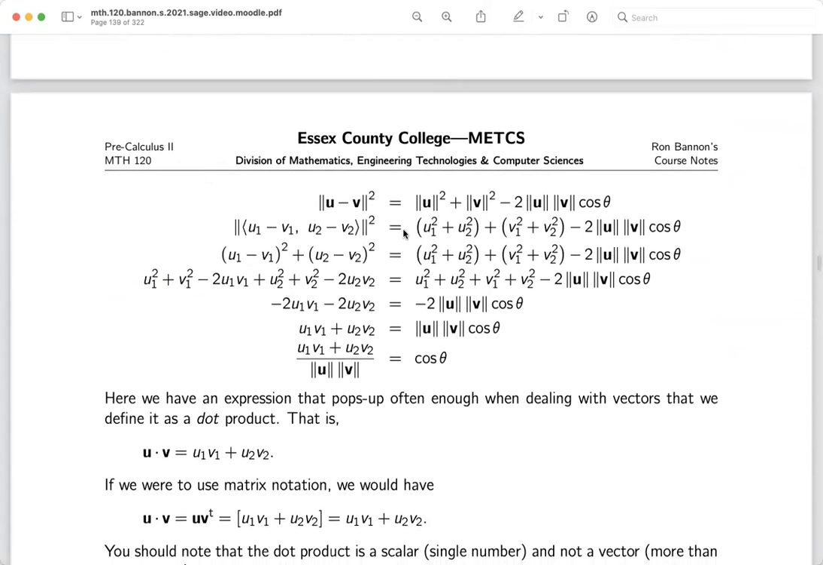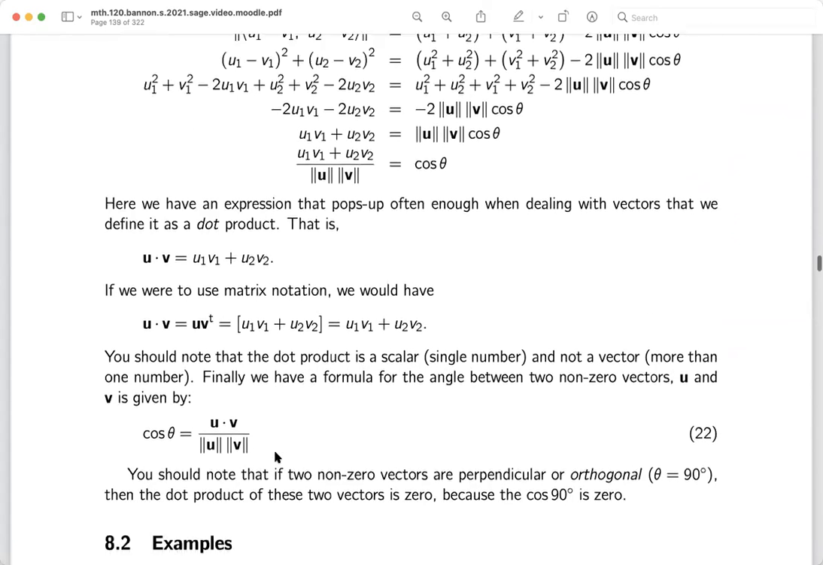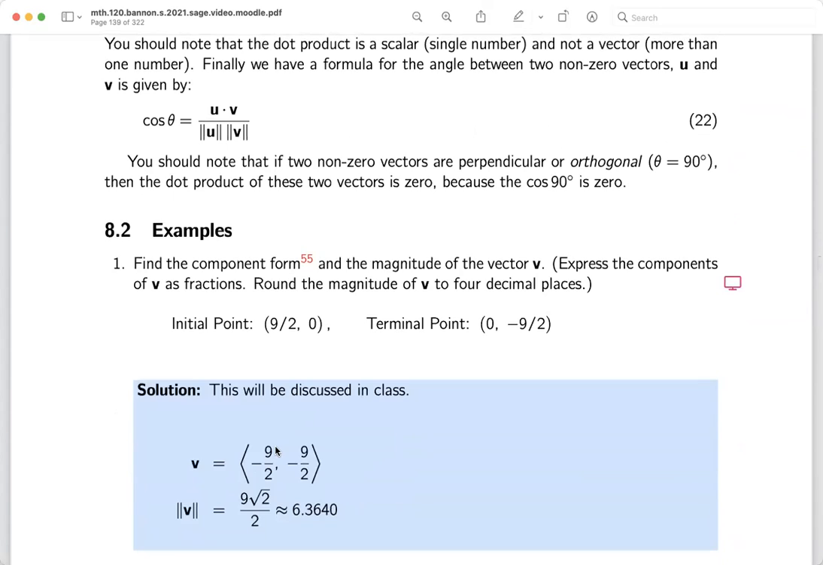We derived the formula for the angle between two vectors. It involves something that pops up an awful lot, and that's called a dot product. We also covered that. All right. Now we're going to go to the examples.